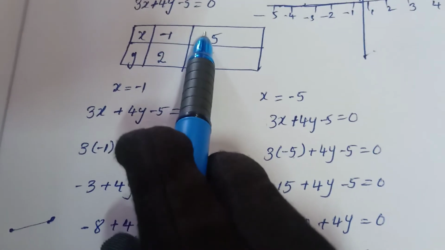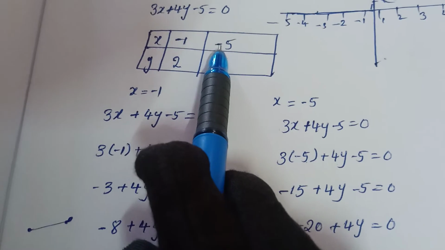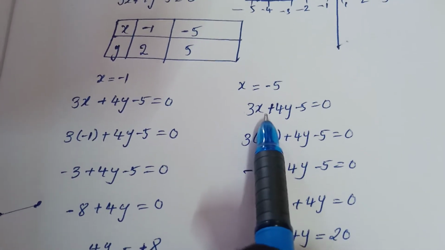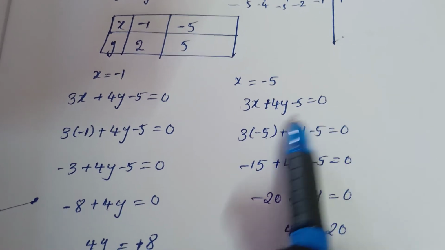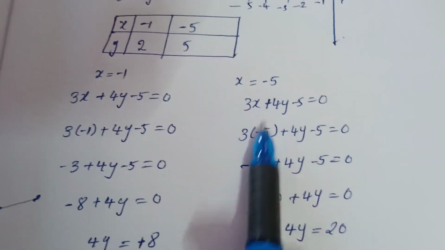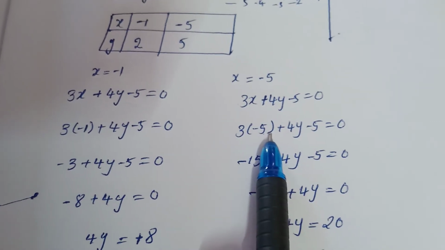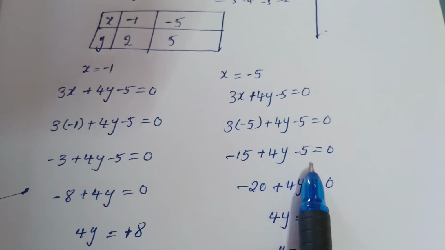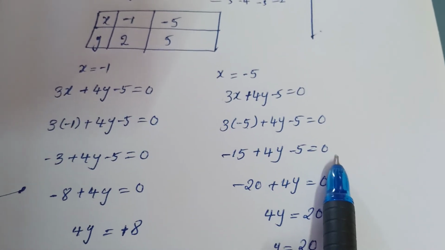Now I am taking x equals minus 5. Our equation is 3x plus 4y minus 5 equals 0. In place of x I substitute minus 5. Plus into minus is minus, 3 fives are 15, so minus 15 plus 4y minus 5 equals 0. The remaining part stays as it is.